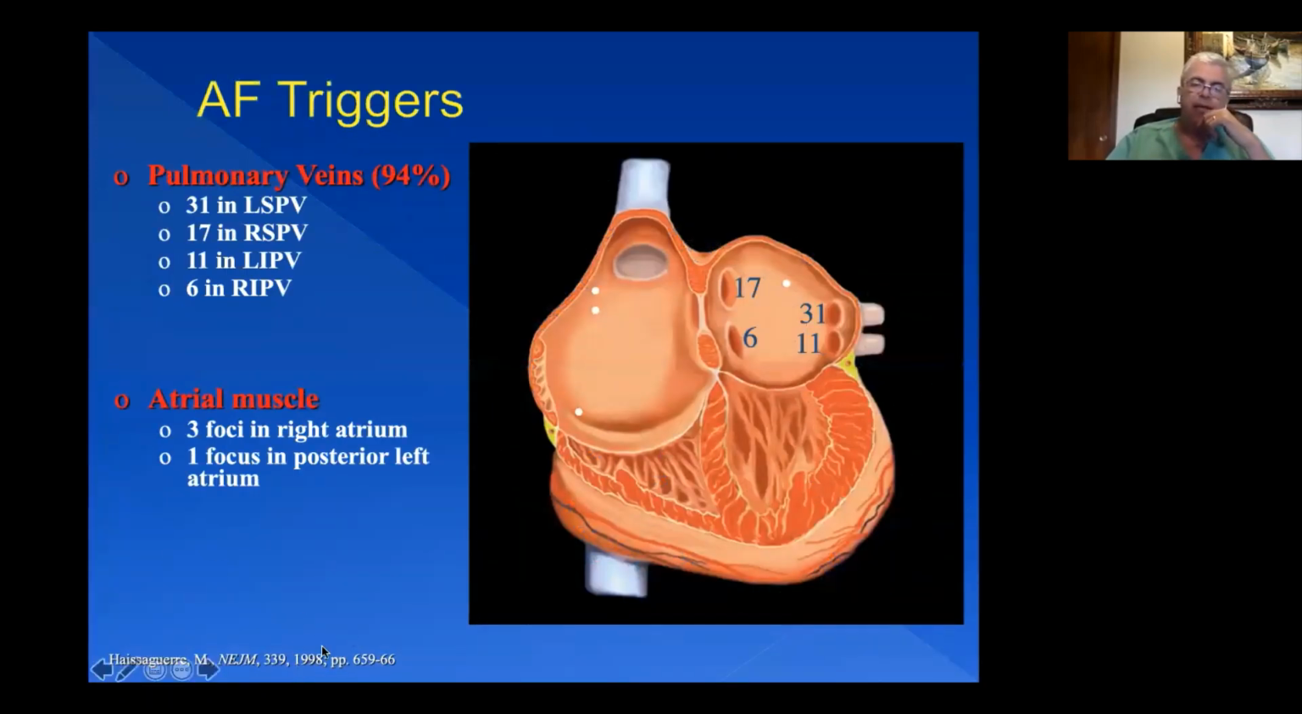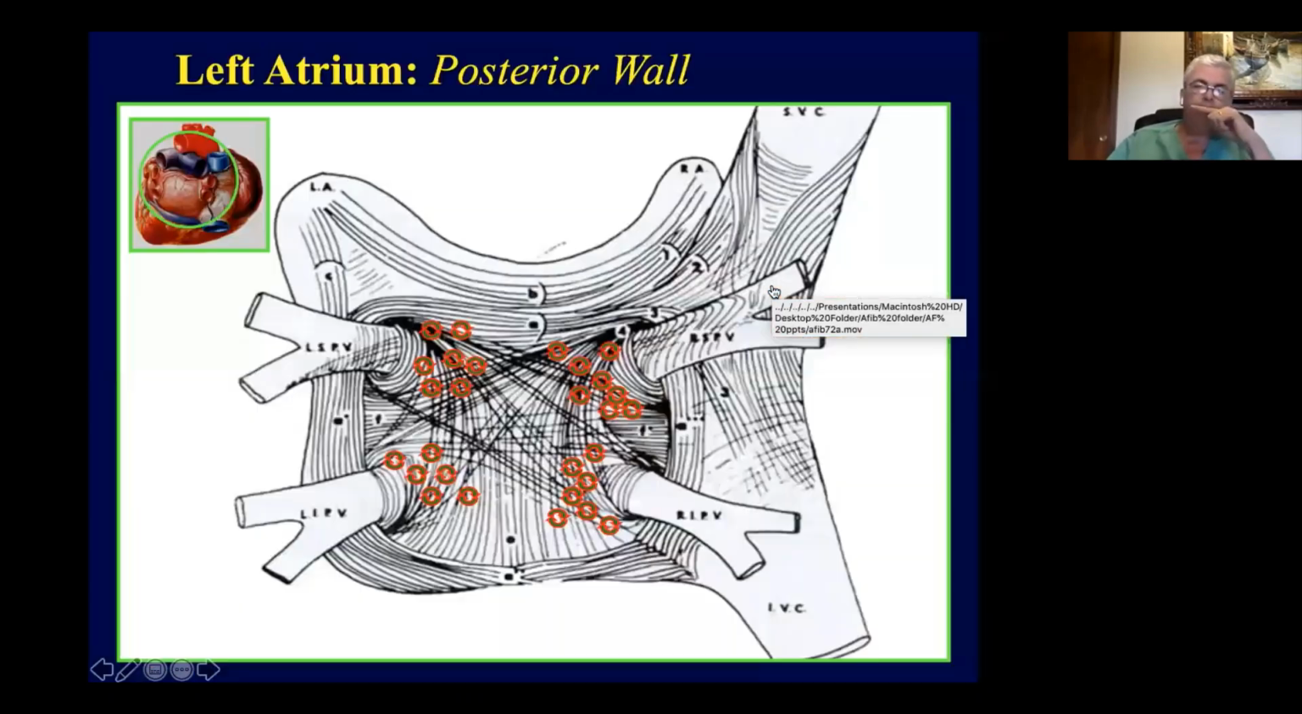Well, in '98, Haissaguerre, in this group of patients, noticed that atrial fibrillation was triggered 94% of the time by a PAC originating from one of the 4 pulmonary veins, with mostly the superior pulmonary veins being the site of trigger. And other areas much less frequent. So the vast majority of triggers of atrial fibrillation in focal atrial fibrillation come from the pulmonary veins. And this will explain how we approach ablating atrial fibrillation.